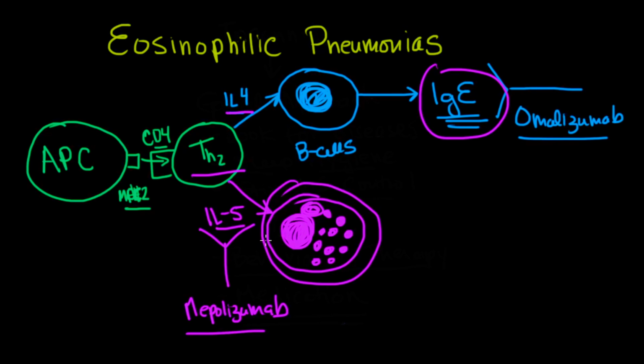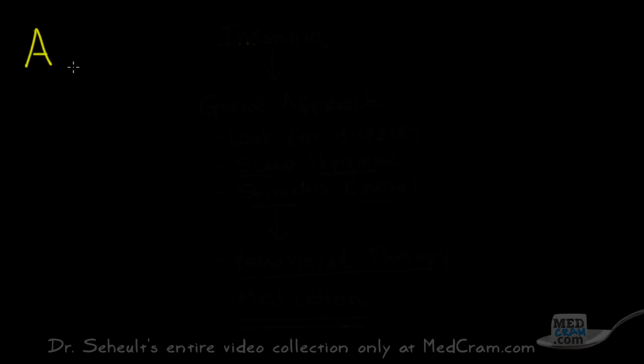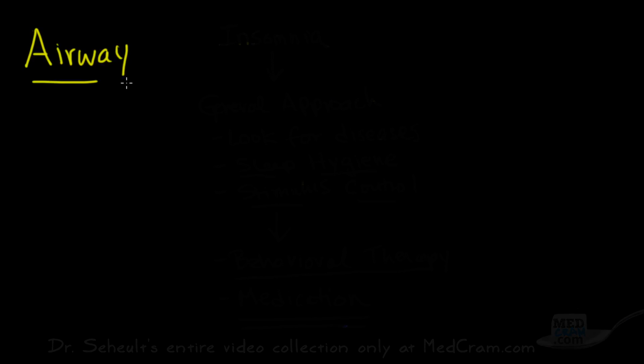So let's talk about the different entities, which all have one thing in common, and that is they are associated with eosinophils. Okay, so we've got the airway here. Let's divide that into airway and parenchyma. So what are some of the diseases of the lungs that have eosinophils in it? Well, the first one that comes to mind is asthma.